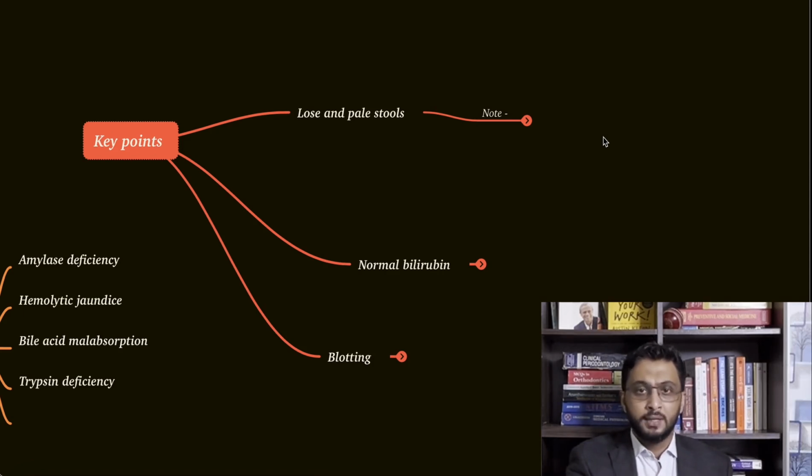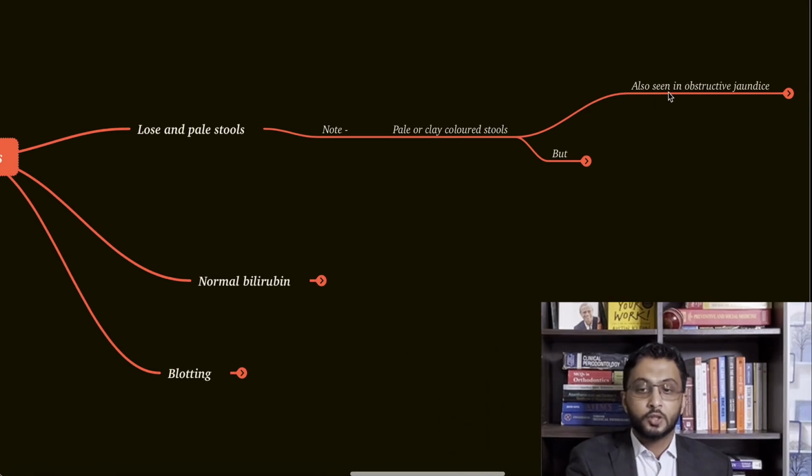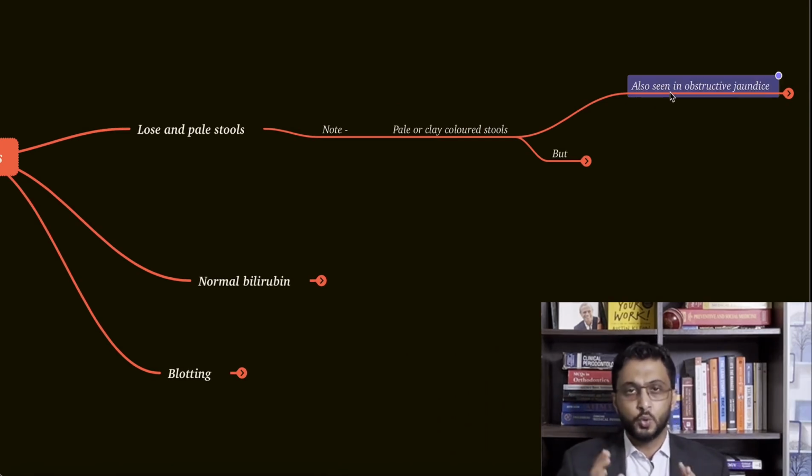Now, loose and pale stools, you have to understand here, or you call it pale or clay colored stools. Please note, it's also seen in obstructive jaundice. So, two conditions you now have to remember. Pale loose stools, I'll tell you why these are seen, but please note two conditions. One is bile acid malabsorption, which is the answer for this question. The second is obstructive jaundice, not in any other jaundice.